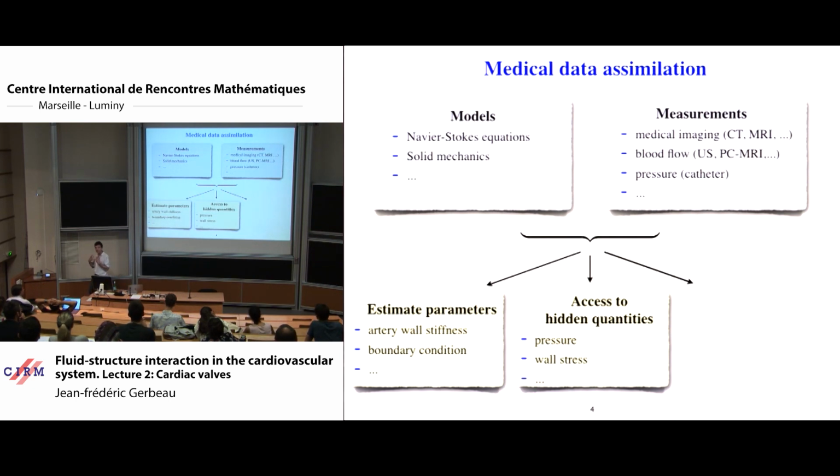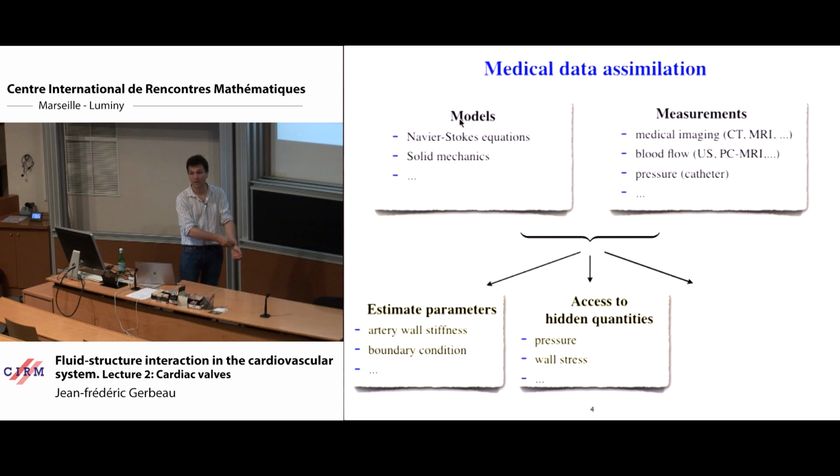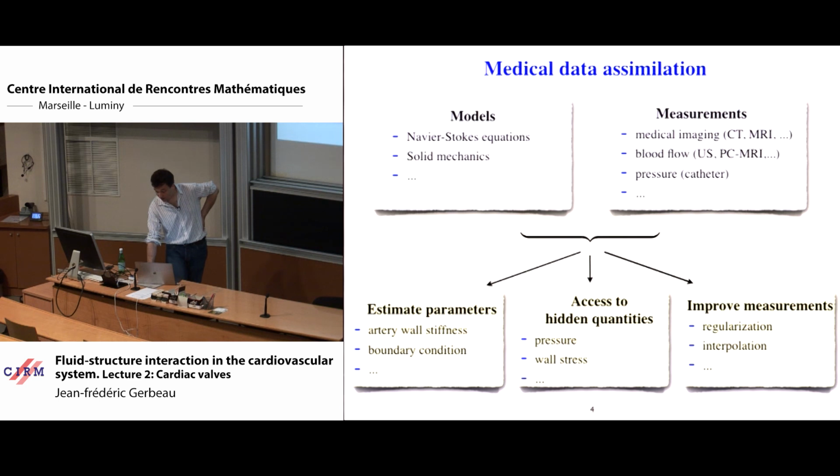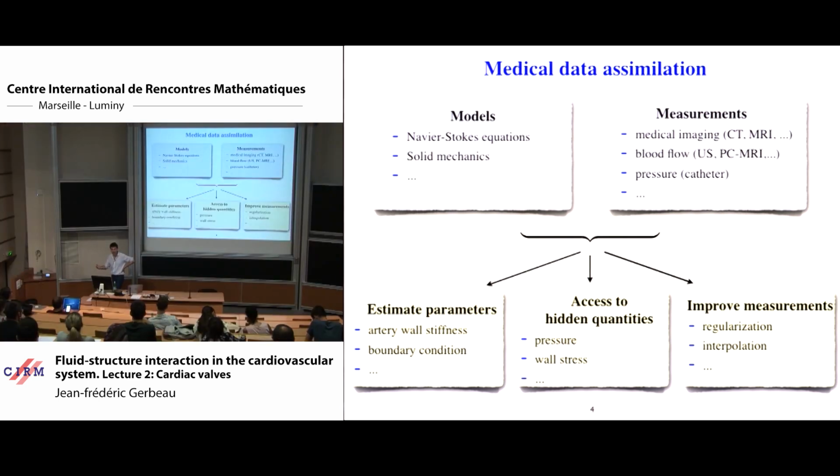If you are confident in your model, you will rely on it to access some quantities that are hidden from the point of view of the measurements. If you are able, for example, to measure the velocity, and to mix it with the Navier-Stokes equation, then the Navier-Stokes equation will give you access to the pressure. The pressure in that case is a hidden quantity. Or if you can measure the pressure at one place, maybe your model will give you access to pressure at another place. Or the stress, that's typically a hidden quantity in images. And the third motivation can be also to improve the measurement by regularization or interpolation.